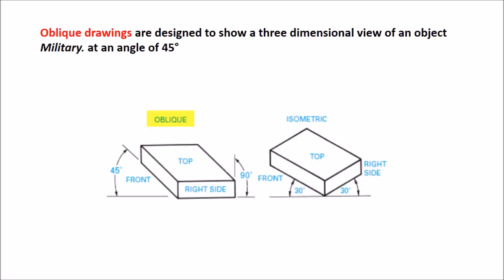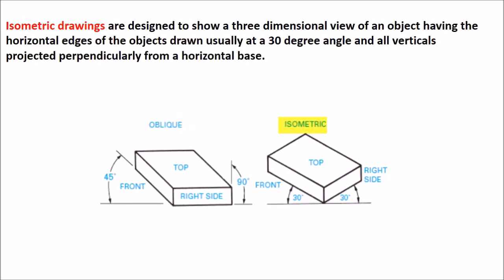Okay, let's look at the picture below. The oblique drawing. Oblique drawings are designed to show a 3-dimension view of an object at a 45-degree angle. Look below to the left. Isometric drawings are designed to show a 3-dimension view of an object having the horizontal edges of the object shown usually at a 30-degree angle, and all vertical edges projected perpendicular from the horizontal base, as described below to the right.